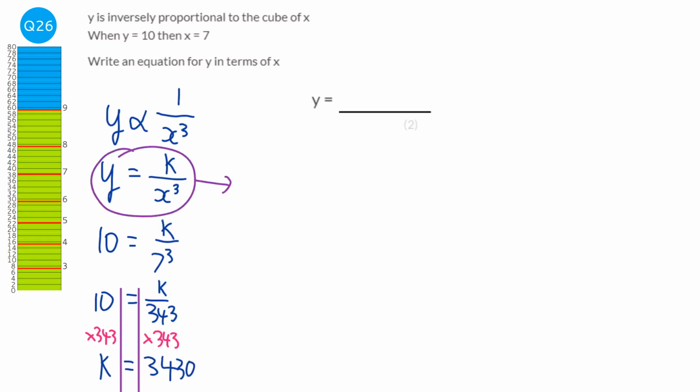So what I'm going to do is just rewrite this equation here. But we know what k is now, so it's y equals 3,430 over x cubed. And that actually is our answer.